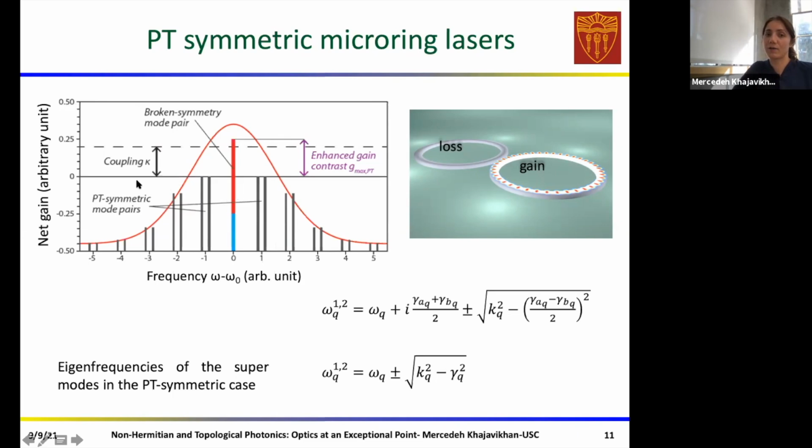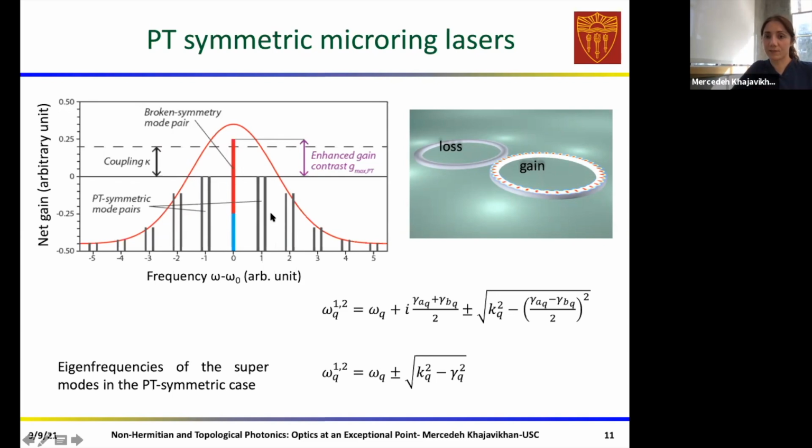So the system, all you need to do here is to keep these things below the threshold and allow this system to actually operate above the threshold, and that's how you get a single mode laser.